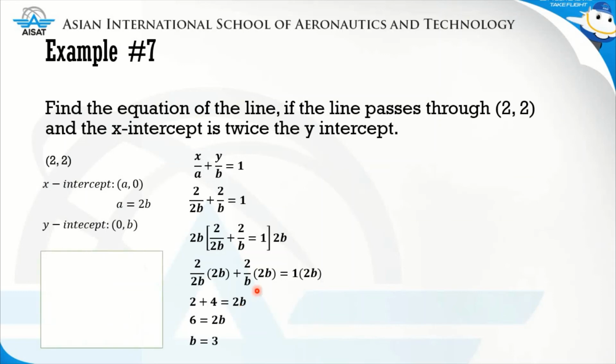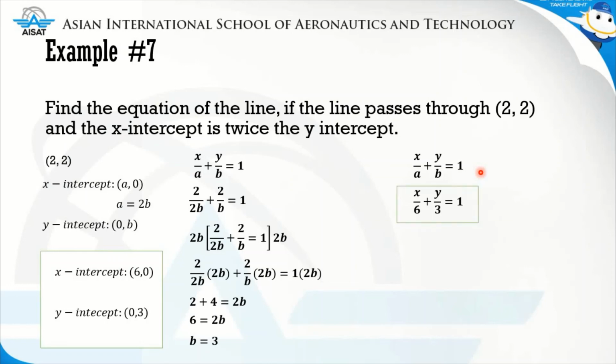Now we already know that for our x-intercept, we have the coordinates (6, 0), since a is equal to 2 times b, so that's 2 times 3, which is 6. And for the y-intercept, that is (0, 3). Now let us find the equation of our line. So that is x over a plus y over b is equal to 1. Substituting the values of a and b, we'll have x over 6 plus y over 3 is equal to 1. And this is the equation of the line.